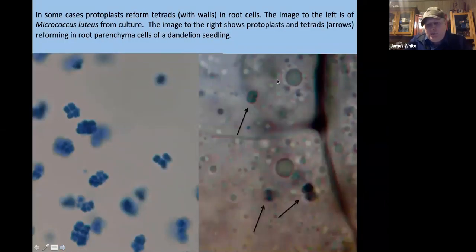Okay, this shows actually in some cases we can see the bacteria, those protoplasts, turning back to the walled shape while they're inside the cells. So this to the left shows those bacteria in culture. We grow them on agarose with lots of nutrients, and they look like that. You see the tetrads there, clusters there.